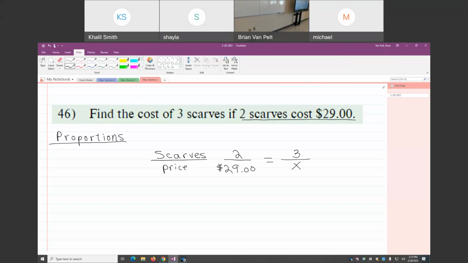Have you seen problems like this before? The way you solve them is the following. I multiply these two quantities together to get 2x. Then I multiply these quantities together to get 87. I'm going to drop the dollars for now because I don't know what to put at the end. Have you seen that kind of solution before? What do they call that kind of multiplication?